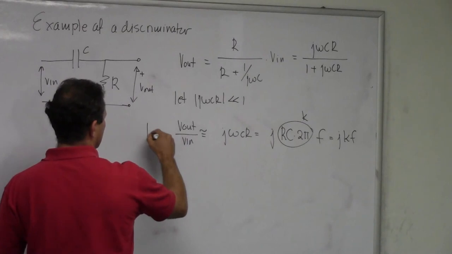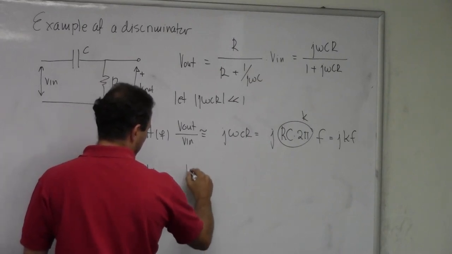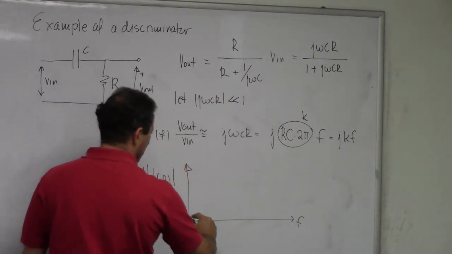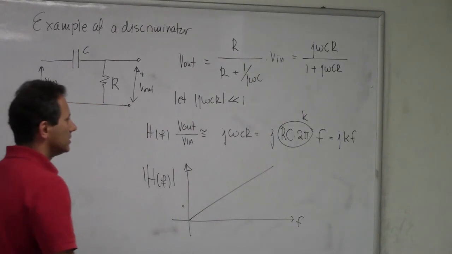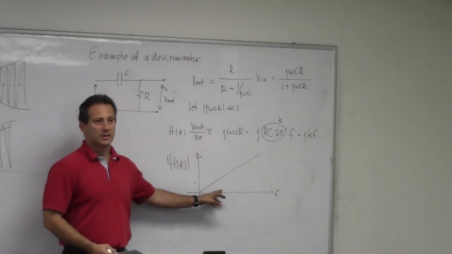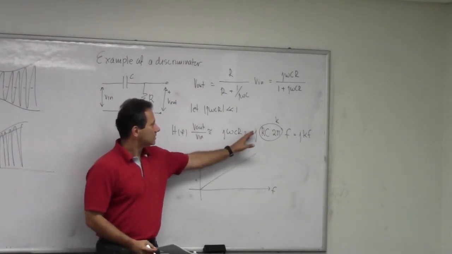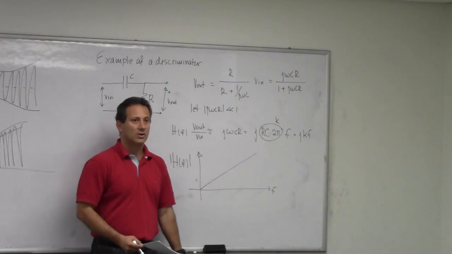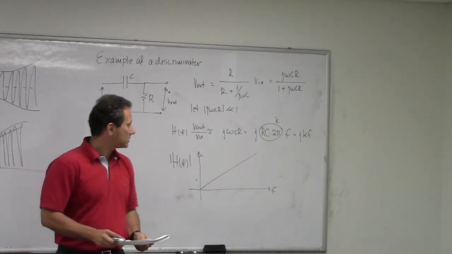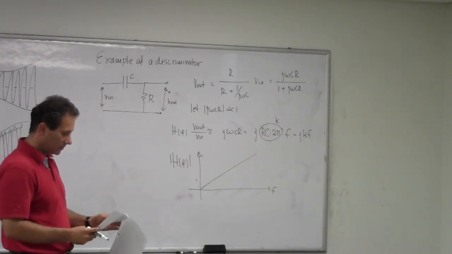So if you now look at this as a filter H of F, how does the magnitude of this filter look like? This is F, and this is magnitude of H of F. It looks like this, right? Is this filter linear, having an output that's a linear function of the frequency? Yes. As a matter of fact, this is an ideal discriminator. Why? Because it is, or at least in this approximation, because it has a linear behavior all across. Now, that's a consequence of this approximation here. But, so this filter has a response that is linear proportional to the frequency.